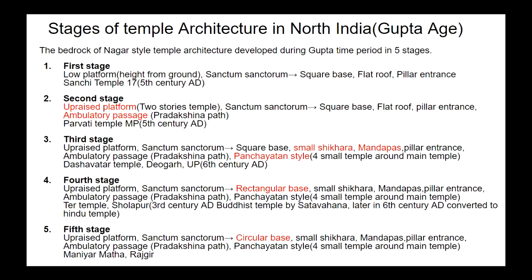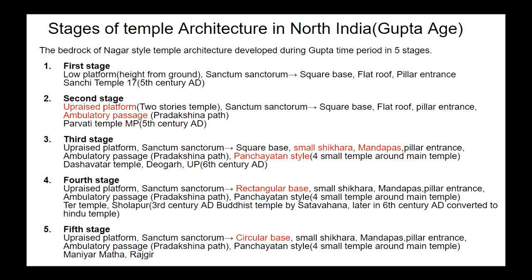Stages of temple architecture in North India or Gupta age. The Nagar style temple architecture evolved from the Gupta temple architecture. So the bedrock of Nagar style temple architecture developed during the Gupta time period in five stages. First stage, there was a low platform temple, then sanctum sanctorum with a square base, then a flat roof and pillared entrance. And the example of first stage temple architecture is Sanchi Temple 17 in MP. It was built around the 5th century AD.